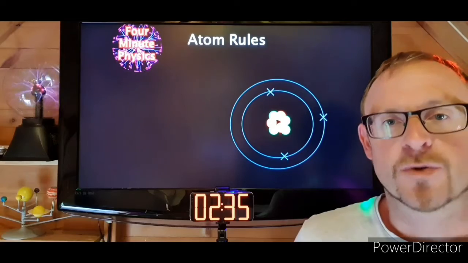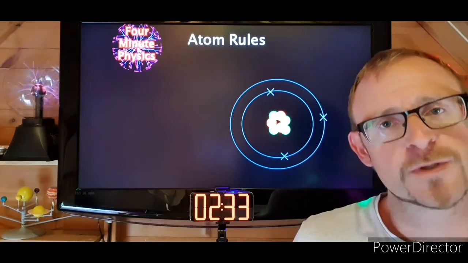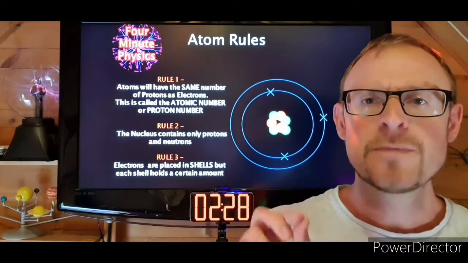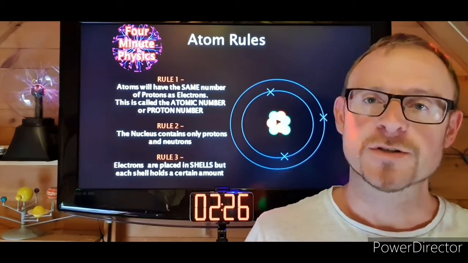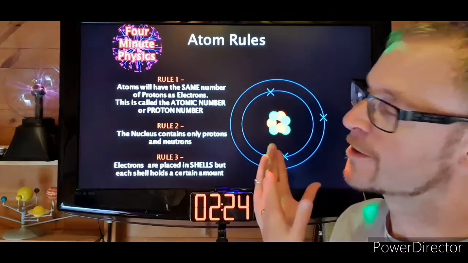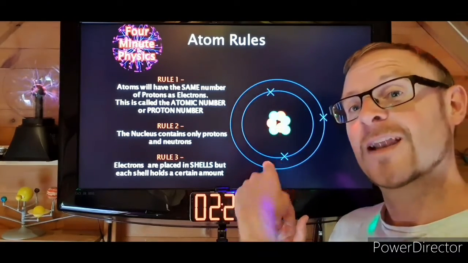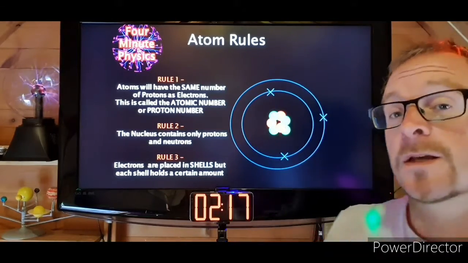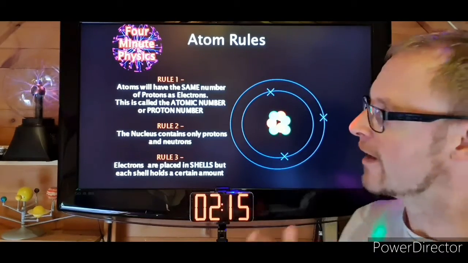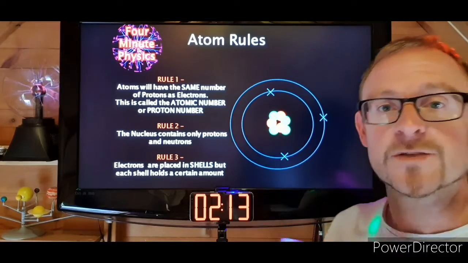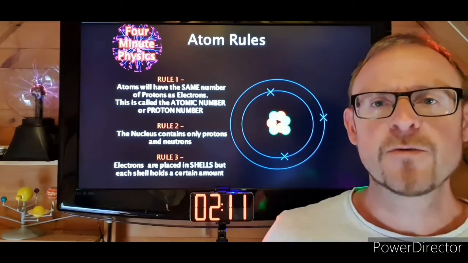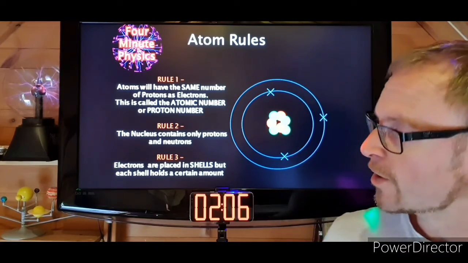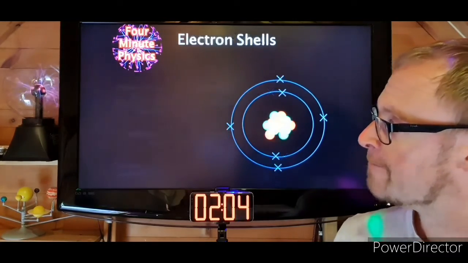Now, when we need to draw atoms, we do have to follow a few rules, and these are worth remembering. So the first rule is that atoms always have the same number of protons as they do electrons. So in this example here, there are 3 protons in the nucleus. There are 3 electrons orbiting that nucleus as well. The second rule is that only protons and neutrons are found in the nucleus itself. So that's really important to remember. And the final rule is to do with the electrons and the shells that they occupy. I'm going to go through those rules separately here.